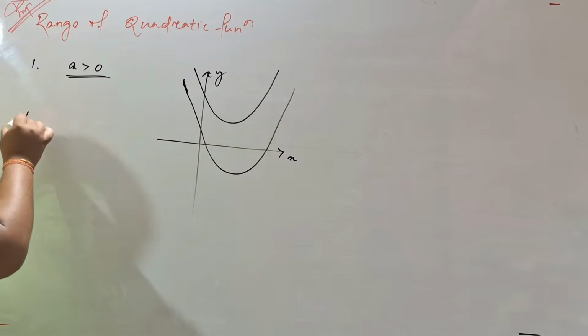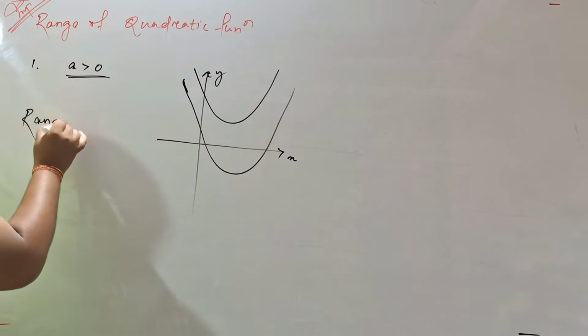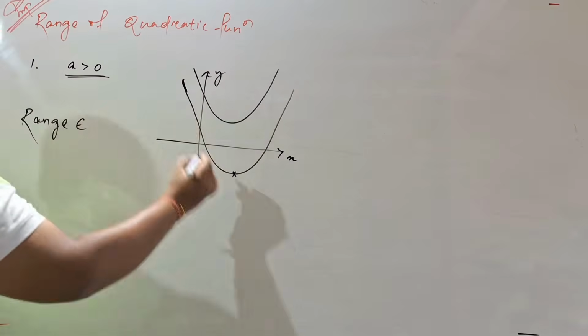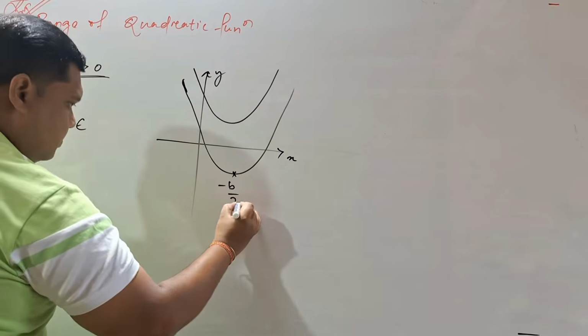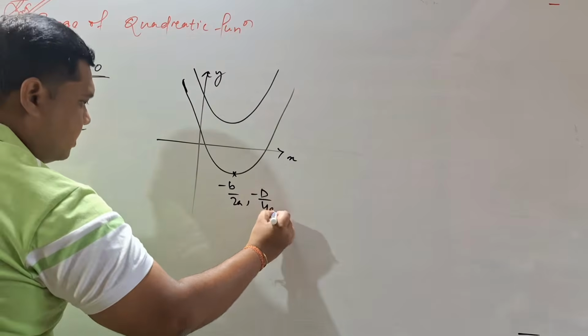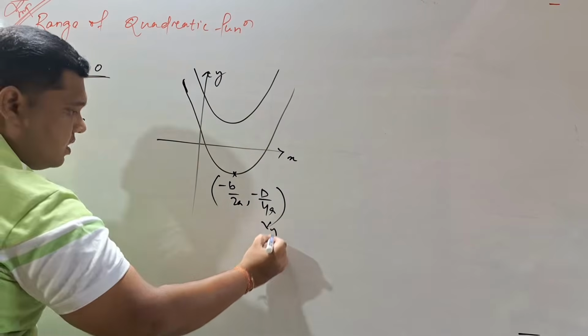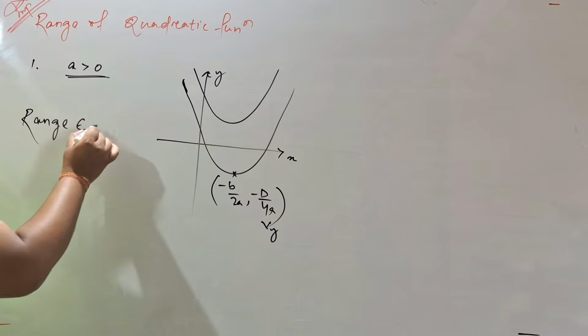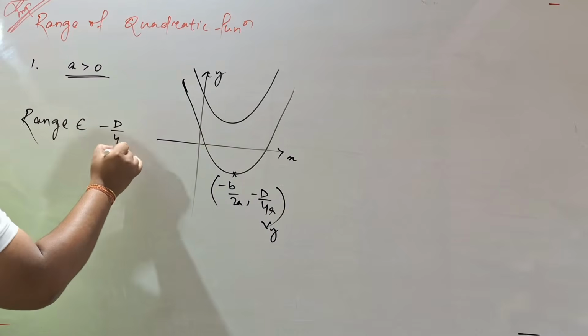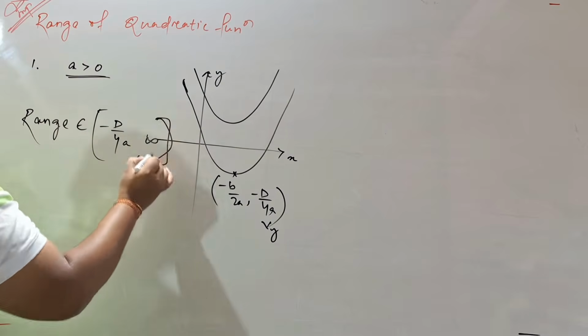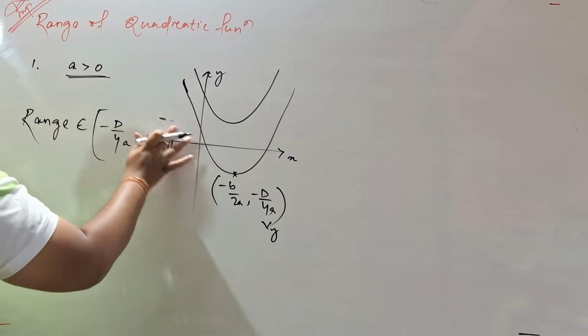But what is the range here? The range belongs to this value to infinity. This is minus b by 2a, comma minus d by 4a. When I discuss range, meaning the y value, it is the vertex y value. So the range lies within minus d by 4a to infinity. Okay, to infinity, with an open bracket.